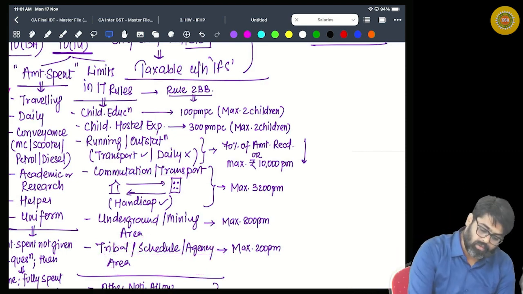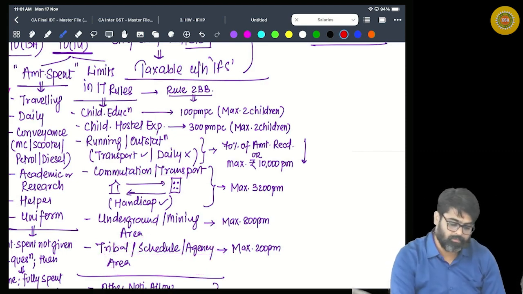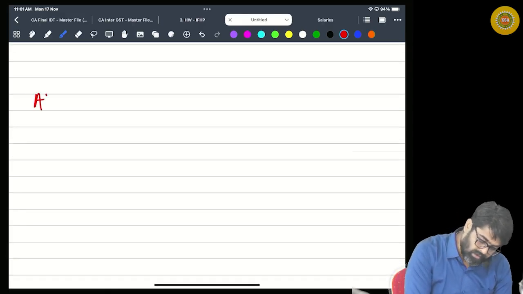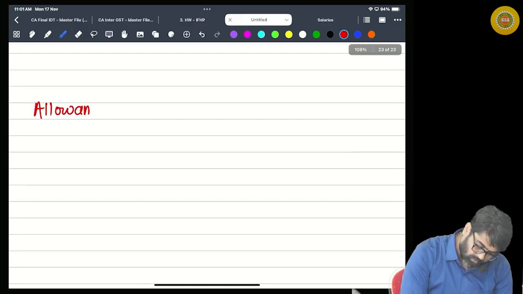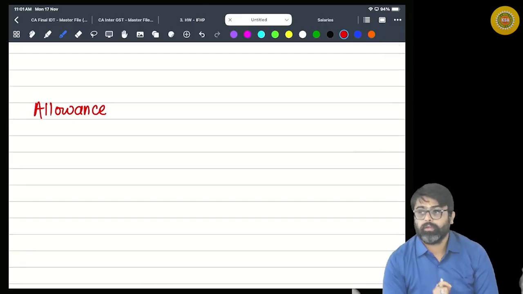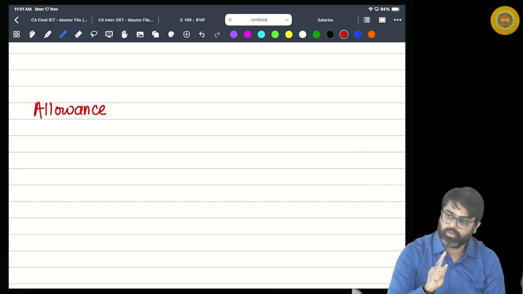Now tell me one thing. Simple thing I'm asking you. What is the meaning of allowance? Did you understand that? Yes or no? Meaning of allowance: a fixed amount, given regularly in addition to salary.